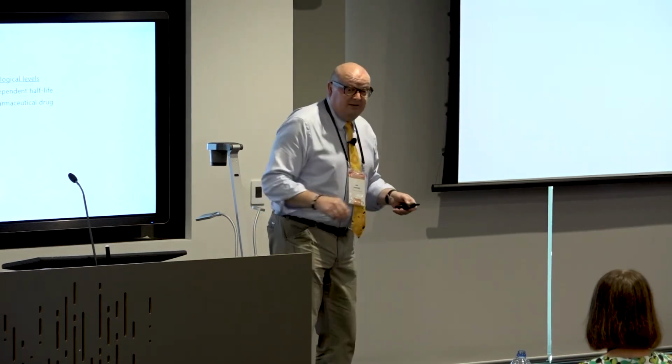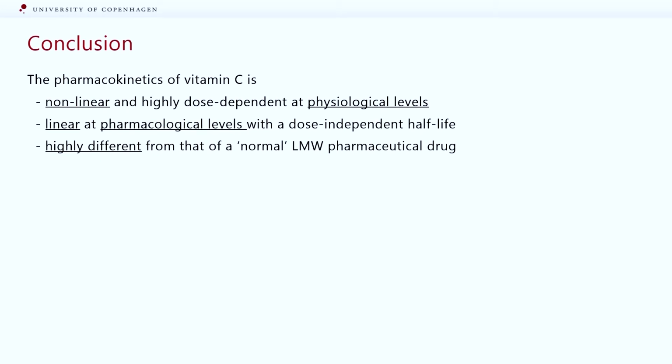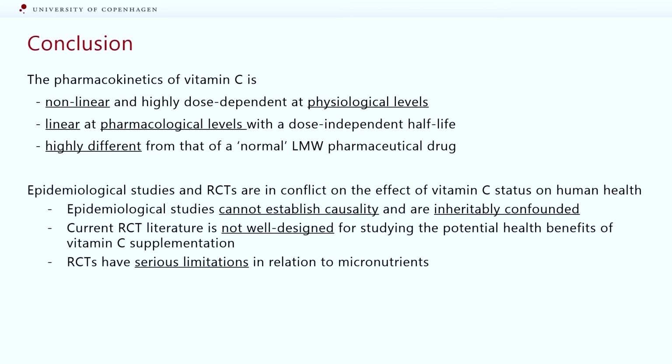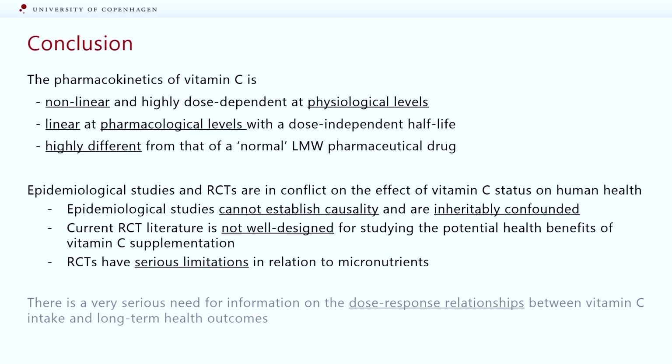And I'll end this part just saying that I hope to show you that vitamin C pharmacokinetics is nonlinear and first order at physiological levels, and linear at high pharmacological doses, and basically highly different from that of a normal low molecular weight drug. I haven't had much time to go into these details, although I think they're extremely important. Obviously, we have problems with epidemiology in terms of establishing causality, but I want to stress that I feel that the RCTs also have enormous problems and limitations within this field. And what we really need is to know more about the dose-response relationship between vitamin C and its actual clinical effects in order to determine what the necessary intake is, in particular in sick individuals.